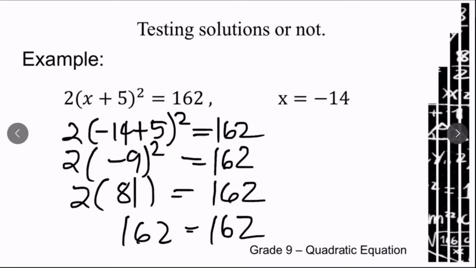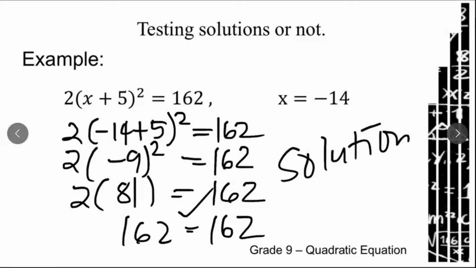Therefore, as you observe, this given x = −14 is a solution of our quadratic equation, where both sides are equivalent to each other after substituting the x. So let us write that it is a solution of the quadratic equation. Okay, so that's it. I hope we learned something this time. And please watch the other videos for more related to quadratic equations.